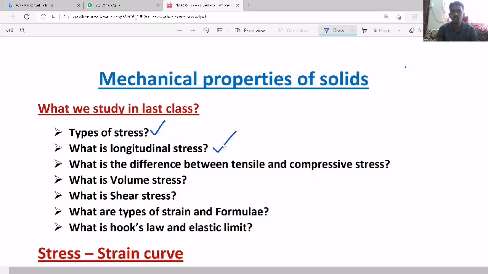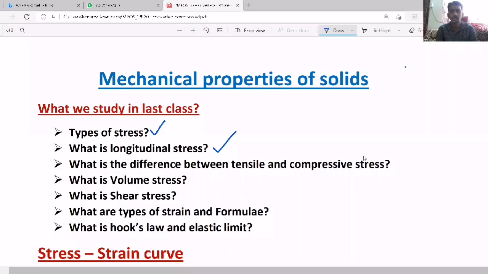Then what is longitudinal stress? Just before, we studied that it is the normal force per unit area. Every stress is force by area only, and tangential stress is also force by area. But the condition is that the force must be perpendicular to the surface, as I am showing. This is force parallel to the surface. This is force perpendicular to the surface.